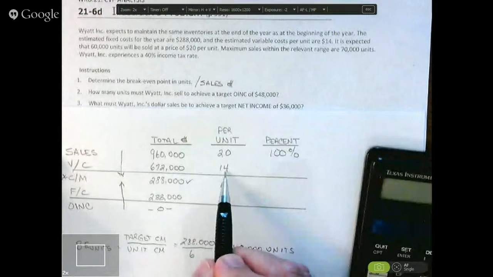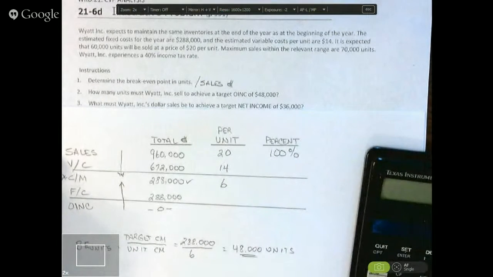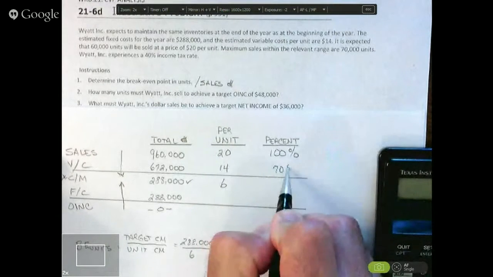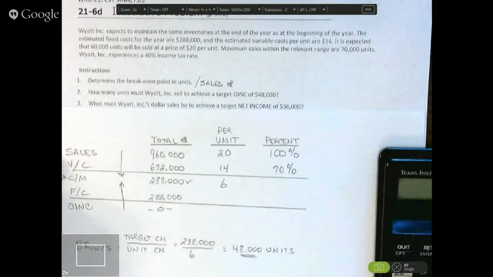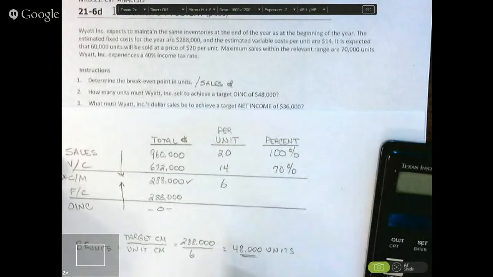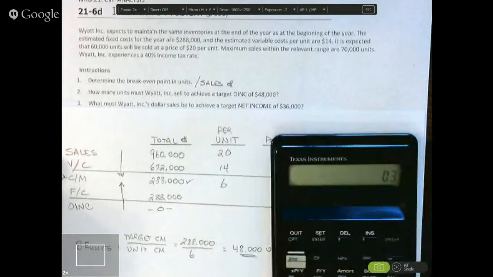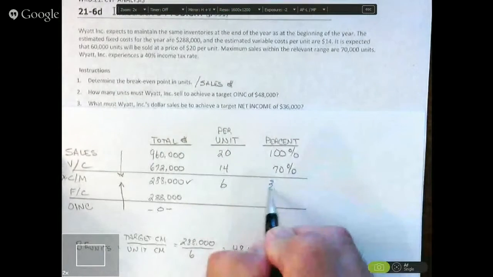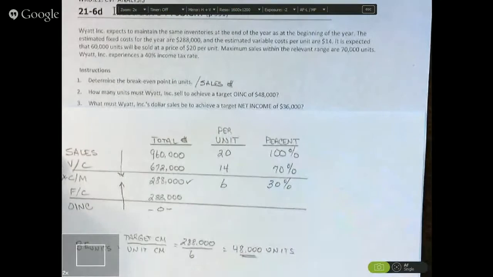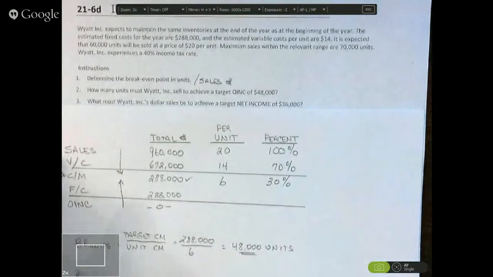Let's make variable cost as a percent of sales. So 14 divided by 20 means that the variable cost would be 70% of sales, and sales less the variable costs gives us $6 as a contribution margin per unit. So 6 divided by 20 will give us 30% as the contribution margin percentage. Okay, so let's use that information to calculate the break-even sales dollars.